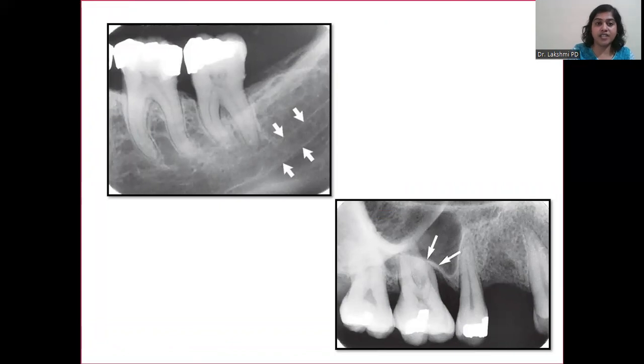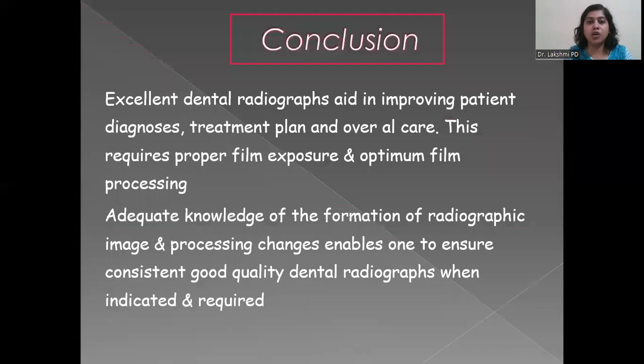In the same way, white is called radiopaque and black is called radiolucent. In future, you're supposed to be using the terms radiopaque and radiolucent and not white and black areas. So to conclude, excellent dental radiographs prove to be an adjunct or an aid to improve patient diagnosis. Once the patient diagnosis is improved, you can have better formulation of the treatment plan, which will ultimately lead to better patient care. This requires proper film exposure as well as optimum film processing.